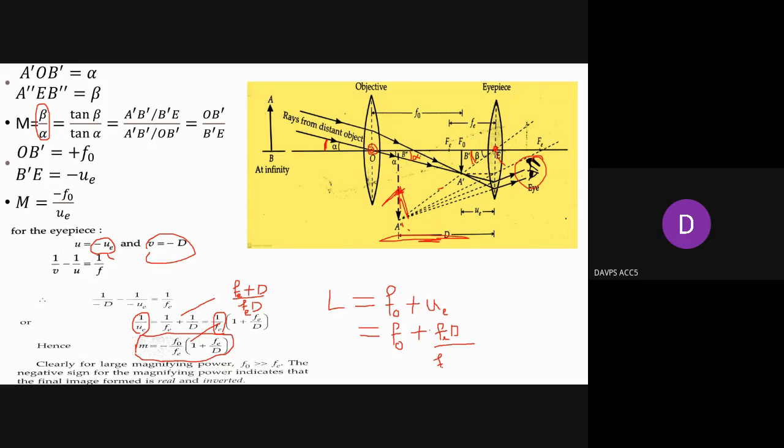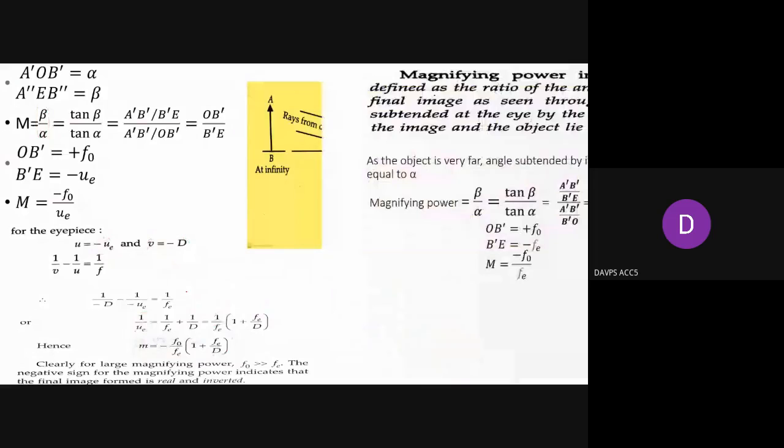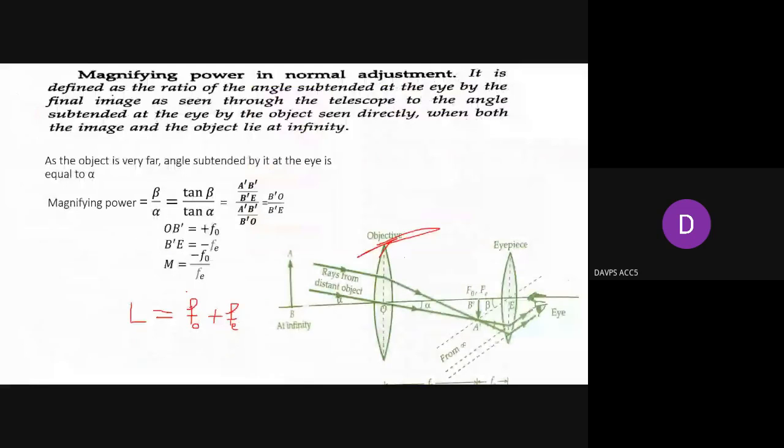Here you do not have to remember many things, just know the magnification, fe plus D, that is equal to the length, because the question will be finding only the magnification and the length of the tube. Sometimes it will be asking for the length of the tube in case of normal vision, f0 plus fe.